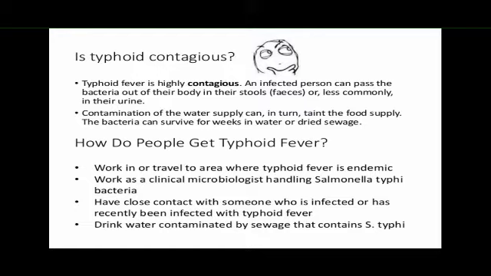Next, how do people get typhoid fever? By working in or traveling to an area where typhoid fever is endemic, working as a clinical microbiologist handling Salmonella typhi bacteria, having close contact with someone who is infected or has recently been infected with typhoid fever, and drinking water contaminated by sewage that contains Salmonella typhi.